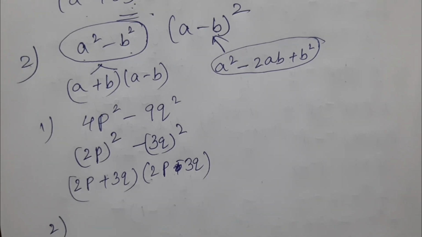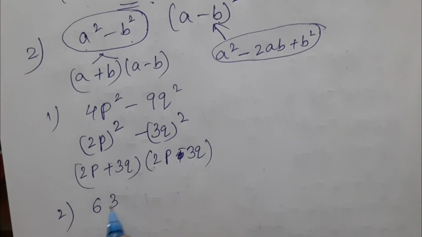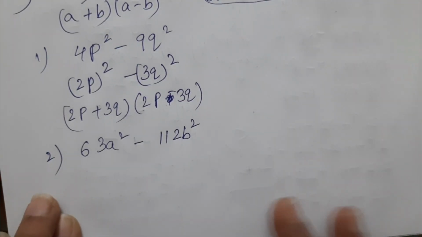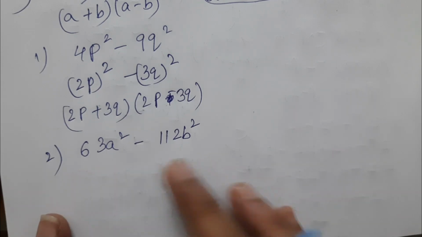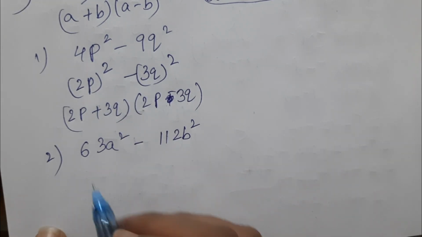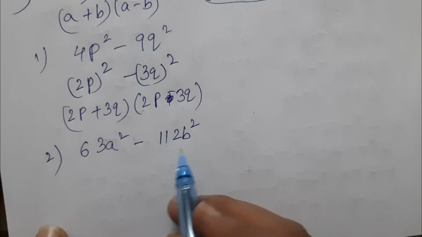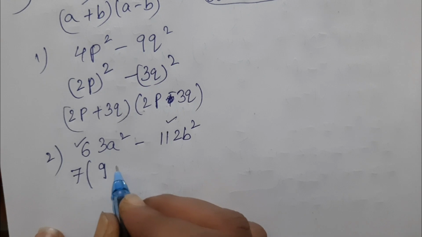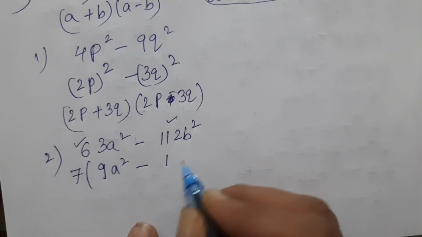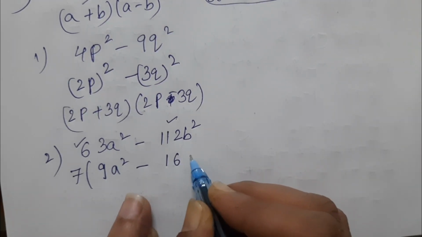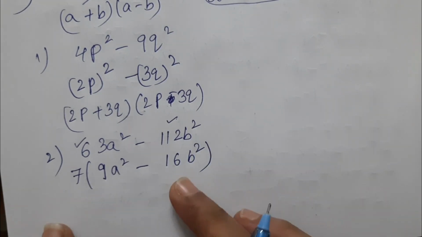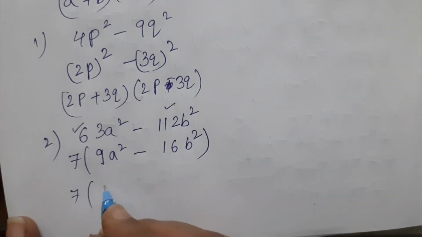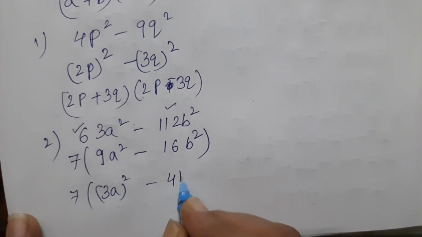Now second question, which is 63a² − 112b². Again you may get confused. Here 63 and 112 are not in the square form. Now what is to be done here? First we need to check whether anything common is there. Here both are multiples of 7. So we are going to take 7 common. 7 × 9 is 63 and 7 × 16 is 112. Now we got both the terms in square form. So let's continue. It's 7(9a² − 16b²), that is 7(3a)² − (4b)².